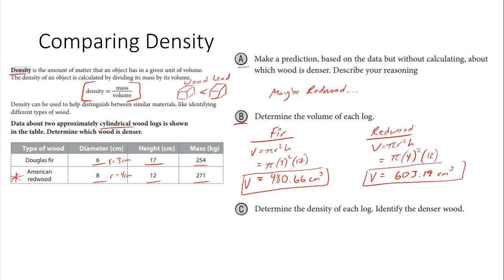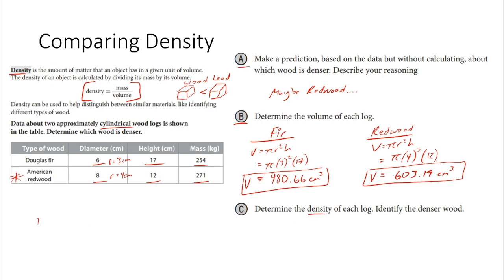So you're probably still thinking, well, Mr. Webb, the redwood has more volume, so of course it's going to be the redwood. But we aren't talking about the density. We're talking right now about the volume. Okay, so let's determine the density.